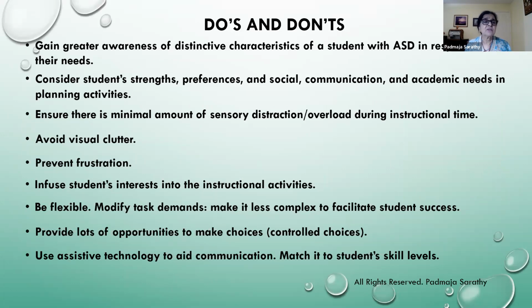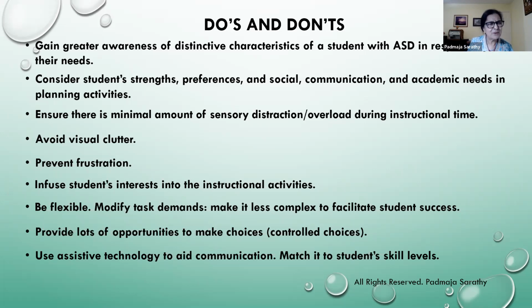And some of the do's and don'ts. Gain greater awareness of the distinctive characteristics of children with autism, because their needs and their preferences and their strengths are somewhat distinct. Think about the strengths of students, think about their social communication needs and their academic needs, and make sure our environment is sensory friendly and there is no visual overload. Avoid visual clutter. Prevent students from feeling frustrated.